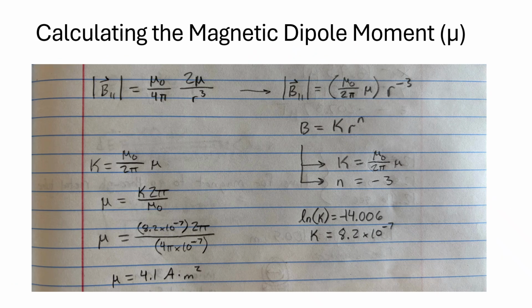Using our values from the graph from our last slide, we can calculate the magnetic dipole moment, or mu. Since our magnet was parallel to our phone's magnetic sensor, we can use the parallel magnetic field formula. From there, we can group terms together and set them equal to an expression for the distance dependence, B equals Kr to the power of N. With some rearranging and plugging in calculated and universal values, our magnetic dipole moment comes out to be 4.1 amps per meter squared.